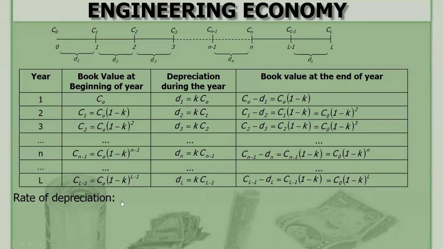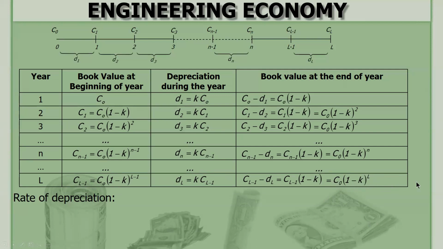So for this method, the first thing that you will determine is the rate of depreciation. You can solve first for this one, the rate of depreciation K. Because normally, for a given problem, the given are the following: first cost, C sub 0, salvage value, and life of the property. So if you equate this one with the salvage value, given the first cost, given the salvage value, given the life of the property, you can solve for K.